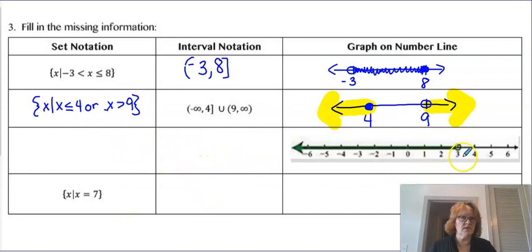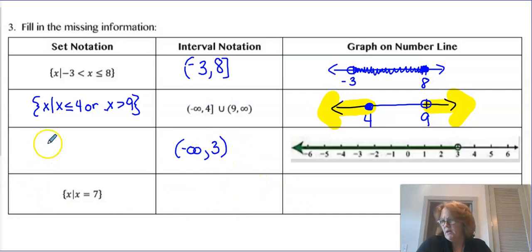Okay, the next one is one interval, and it's everything that's less than 3. So let's do this interval notation first. So that's going to be parentheses, -infinity up to 3, and 3 is not included, so that would be parentheses. And then our set notation would be x such that x is less than 3. So it's everything less than 3.